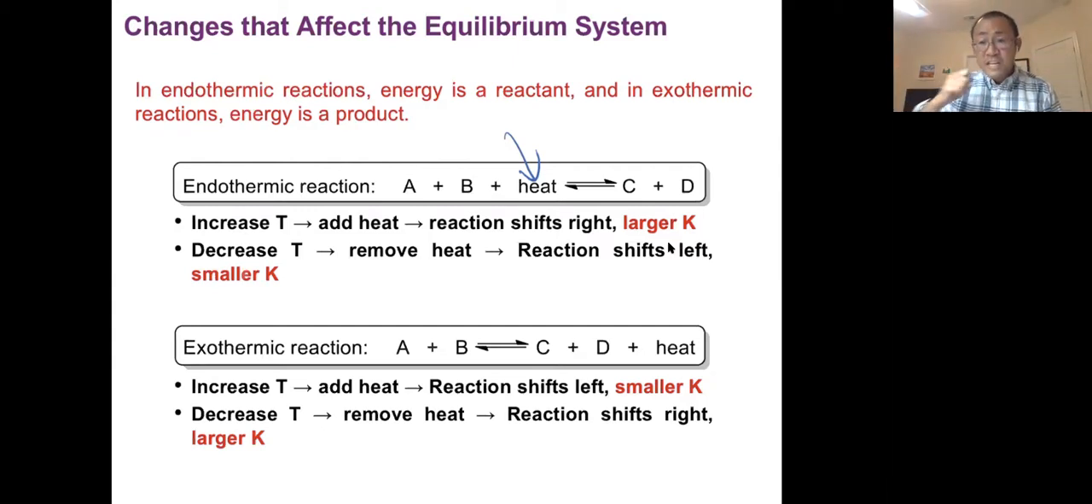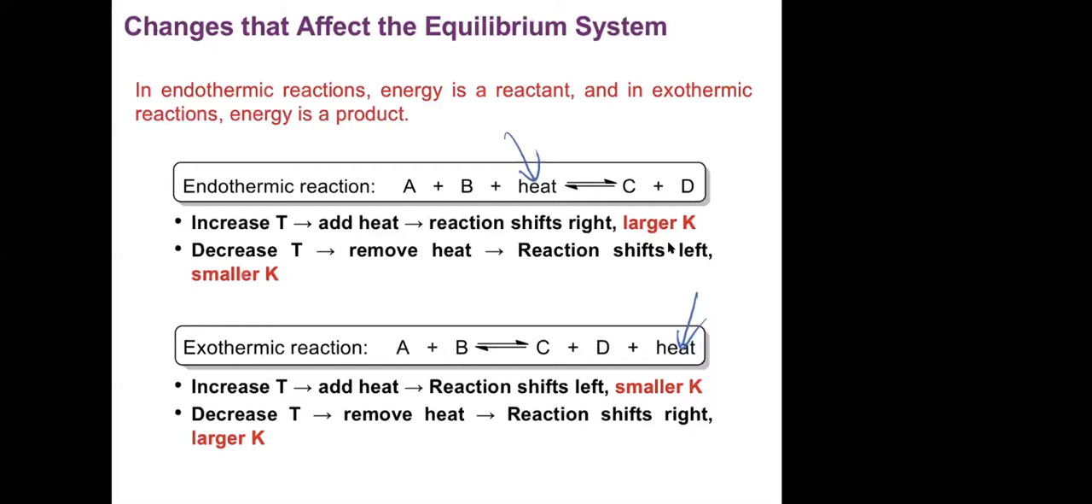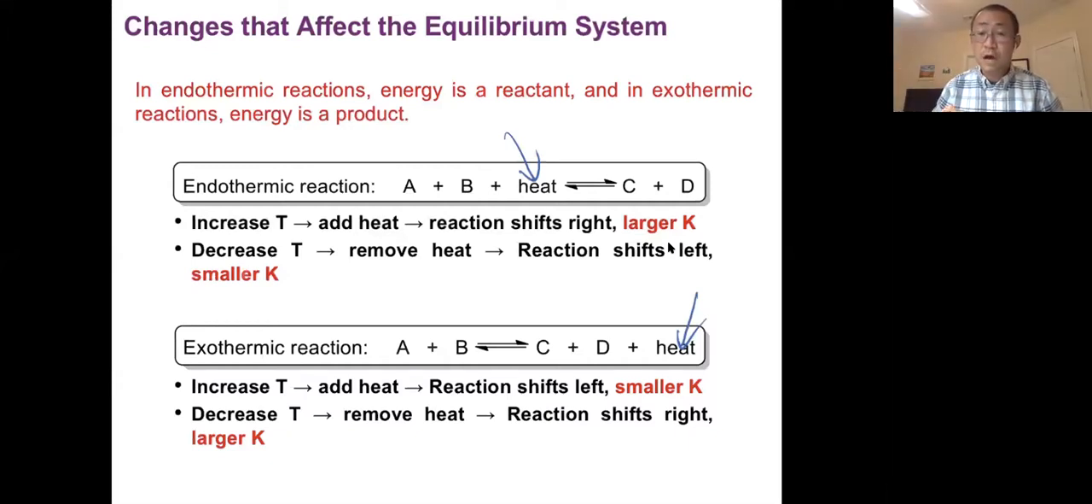Exothermic means releasing heat. So I put heat as a product because heat is released. Does it make sense, guys? Yes. We're talking about temperature. We have to discriminate endo and exothermic. Now, if you understand that, it will be very easy to understand the temperature effect.